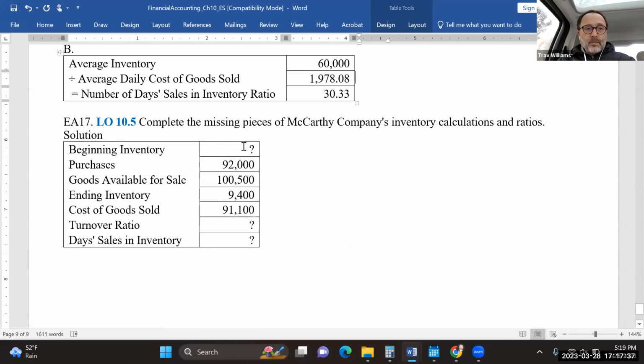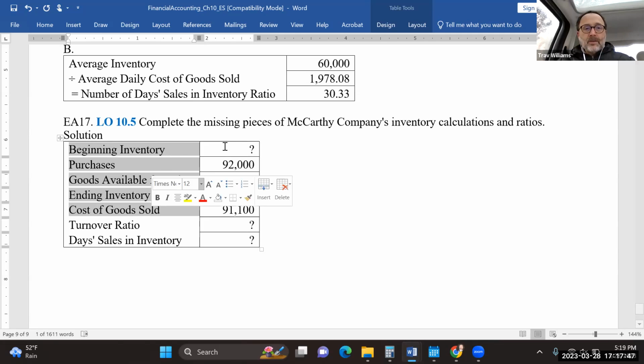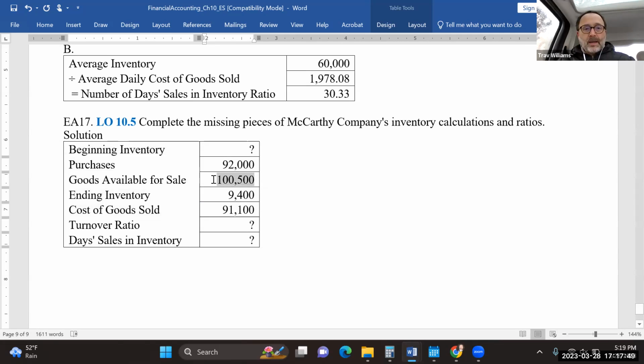Remember this formula: beginning inventory plus purchases is goods available for sale, minus ending inventory is cost of goods sold, right? So if we're missing beginning inventory, we can just work backwards here and say goods available for sale minus purchases gives us beginning inventory. And then our turnover ratio, again, is going to be cost of goods sold divided by average inventory.